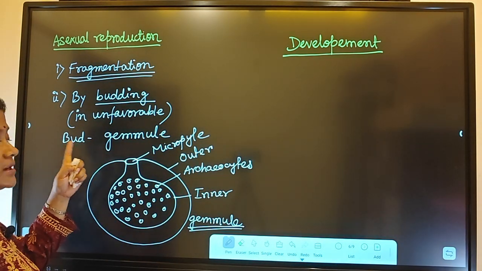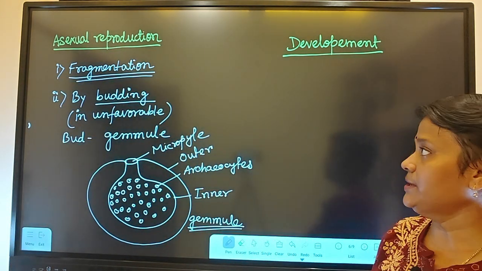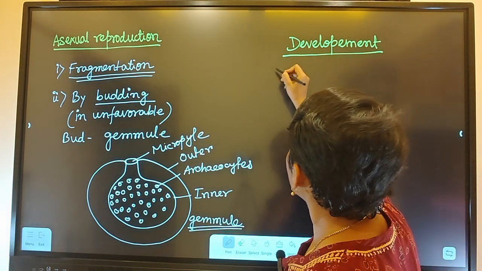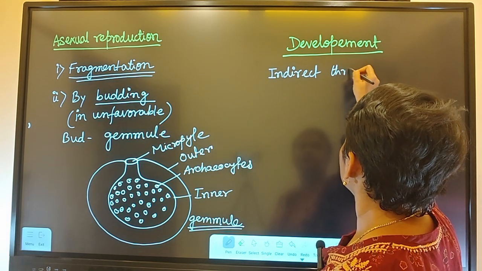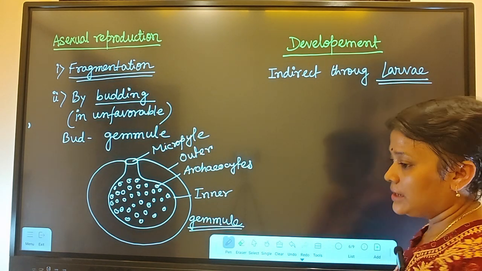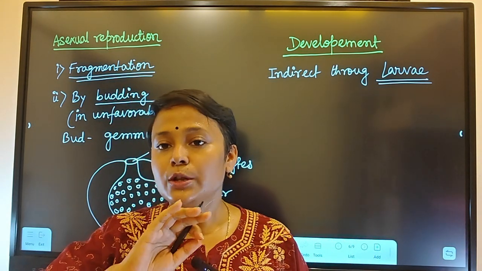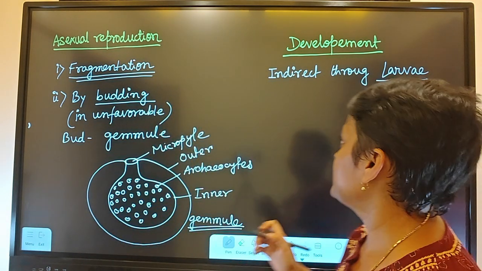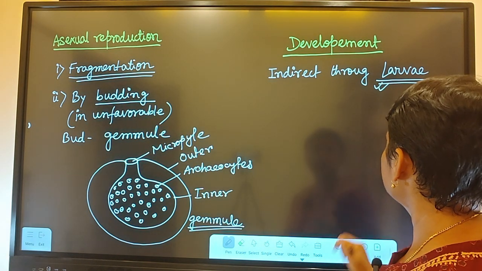This is called internal budding or gemmule formation. It is nothing but a mode of asexual reproduction. Coming to development. Development is indirect, through larva. Larva means the developmental stage where the organism will not be looking like the adult organism. So that kind of stage is called larval stage. So here development will be by larva and it is indirect.